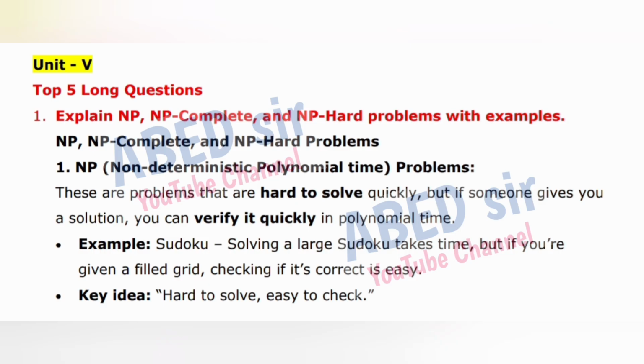These are problems that are hard to solve quickly, but if someone gives you a solution, you can verify it quickly in polynomial time. Example: Sudoku. Solving a large Sudoku takes time, but if you are given a filled grid, checking if it's correct is easy. Key idea: hard to solve, easy to check.